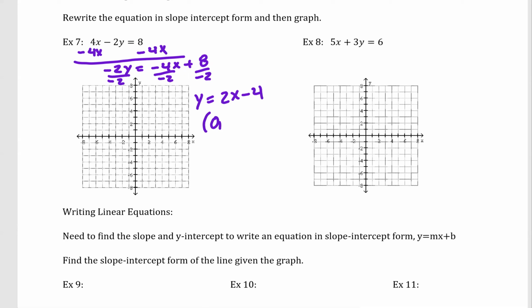Our y-intercept is (0, -4). The slope is 2. I suggest we go 2 over 1, and we'll rise 2 and run 1. So go to (0, -4), and put a dot, and then up 2, right 1. And likewise, we can go negative, negative, because a negative divided by a negative is a positive. We can go down 2, left 1.